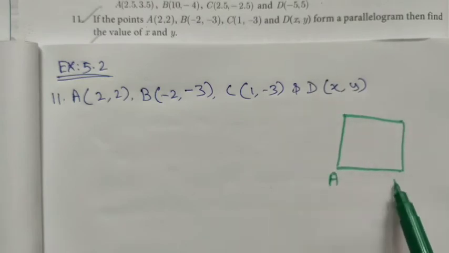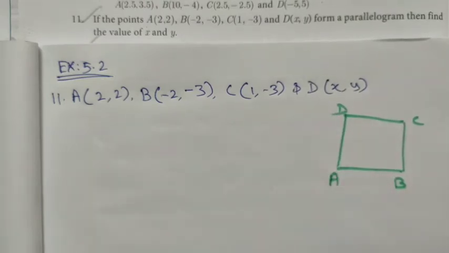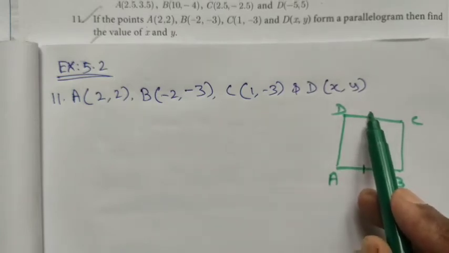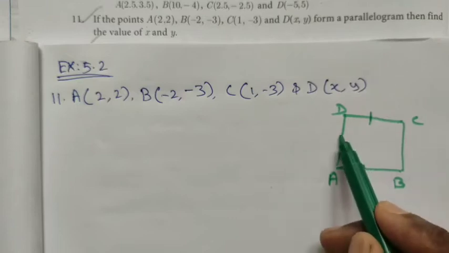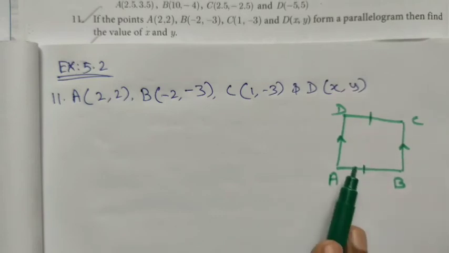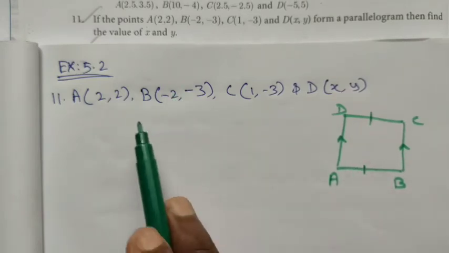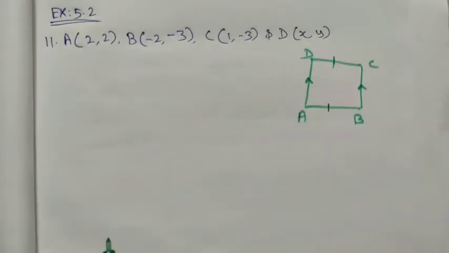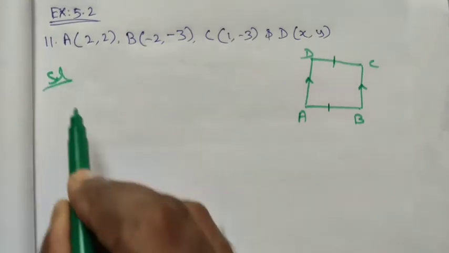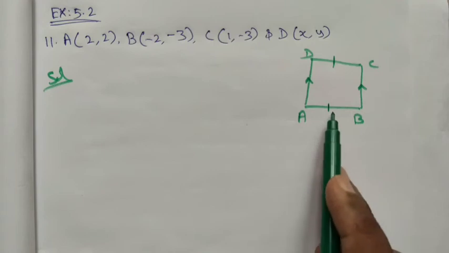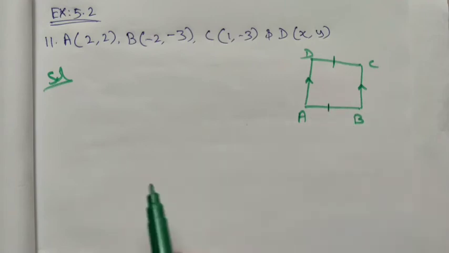If we take A, B, C, D as the points, see, AB is parallel to DC and AD is parallel to CB. That is the condition, right? AB is parallel to DC by the condition of a parallelogram. The question itself says ABCD forms a parallelogram, right? Now see the solution. If 2 points are given, by using the slope we can find the slope of AB, right?